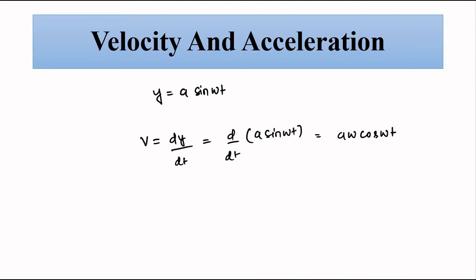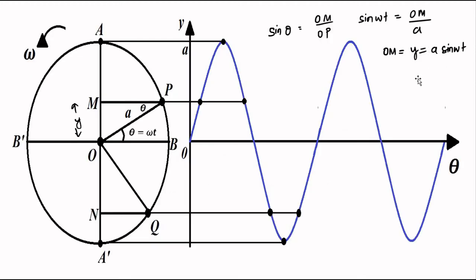Or we can write a omega cos omega t as a omega root over cos square omega t, or as a omega root over 1 minus sine square omega t, because sine square theta plus cos square theta is 1. Here we know that sine omega t is equal to y by a.